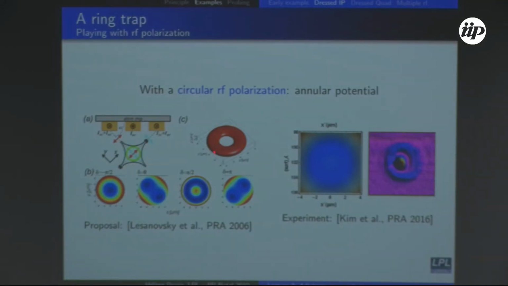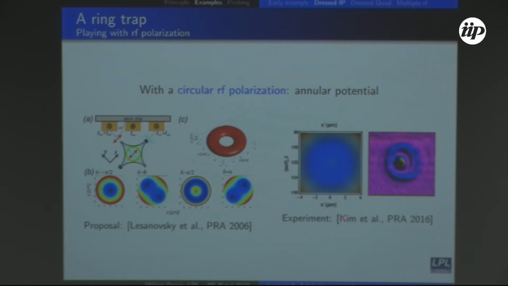Another configuration you can reach, always with the IP trap, is to make a ring. If you look at this picture, it's a bit misleading, because you have to imagine the trapping more as a tube than a real ring. So this direction is much larger, in fact, than this one. This was proposed in the group of Jörg Schmiedmayer by Igor Lesanovsky and collaborators. And in principle, you can control by changing the RF polarization between a double well in one direction, a double well in the other one, or a ring.